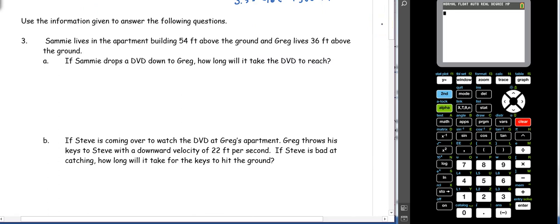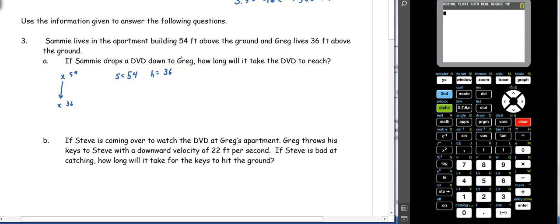So Sammy lives in an apartment building that's 54 feet above the ground, and Greg lives in an apartment that's 36 feet above the ground. If Sammy drops a DVD down to Greg, how long will it take for the DVD to reach? So we have one person that's up here at 54 feet, and they are dropping to another person that's at 36 feet. So in this case, our start height is where the DVD started at, 54 feet. The end height is where Greg caught it at, 36 feet.